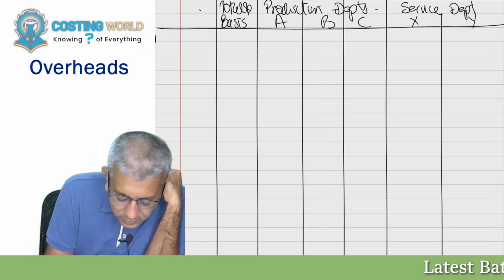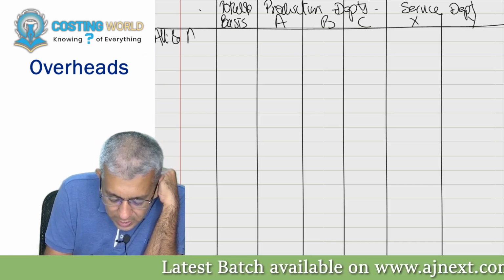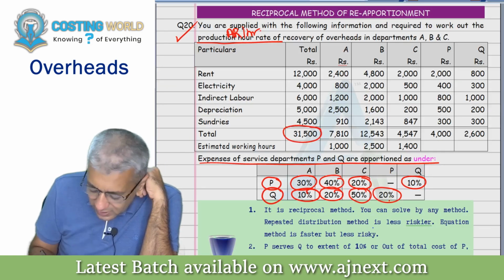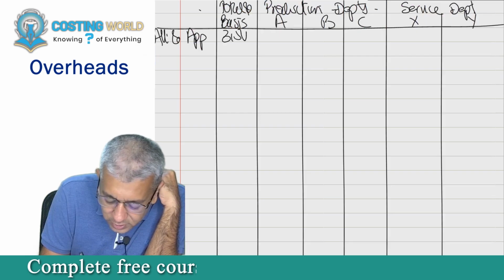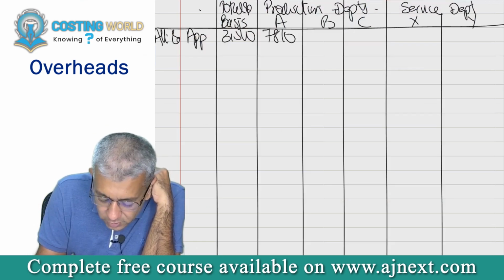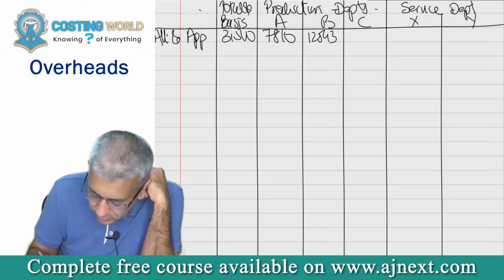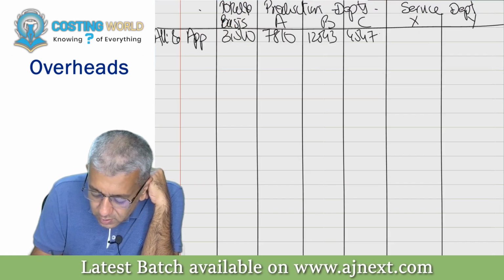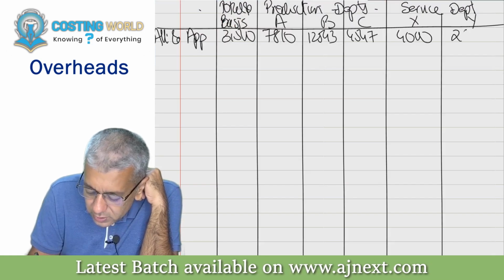Okay, just a sec, please. Allocation and apportionment. Now in this question, total is given to me, hence I'm writing, else I'm not interested in doing the totals actually. 7810, 12,543, then 4547, 4,000, 2,600. Please copy down this.